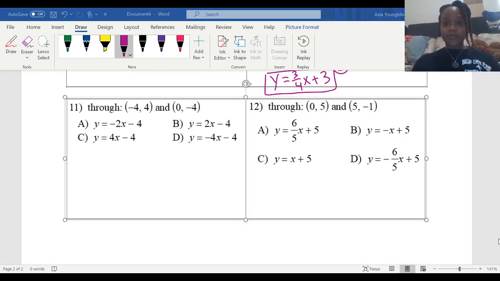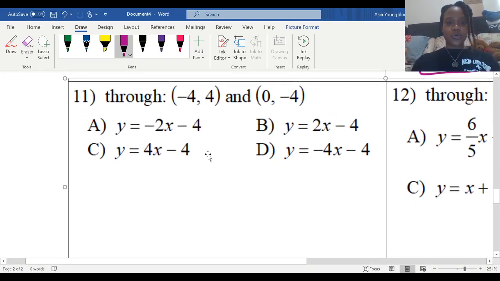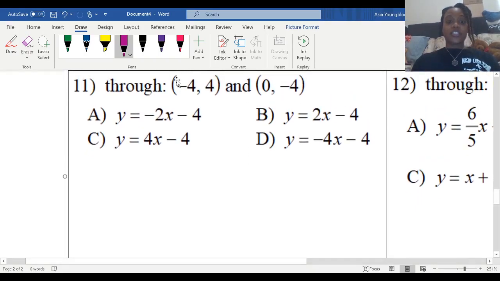In these next two problems, again, we're still writing the equation in slope-intercept form. So y equals mx plus b. But now we have to do a little bit more work to find the slope and y-intercept. For our first problem, number 11, we're given 2 points, negative 4, 4, and 0, negative 4. So we need to use the slope formula to find the slope in between them.